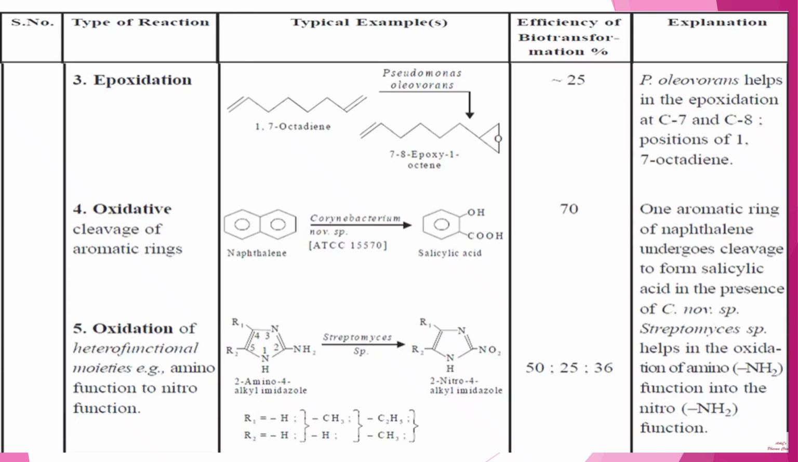Next is oxidation of heterofunctional moieties. Here you can see 2-amino 4-alkyl imidazole, in the presence of Streptomyces, converted into 2-nitro 4-alkyl imidazole. The NH2 group is converted into a NO2 group in the presence of Streptomyces species.